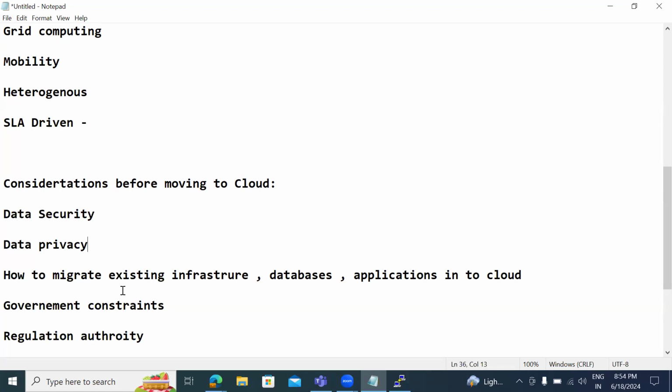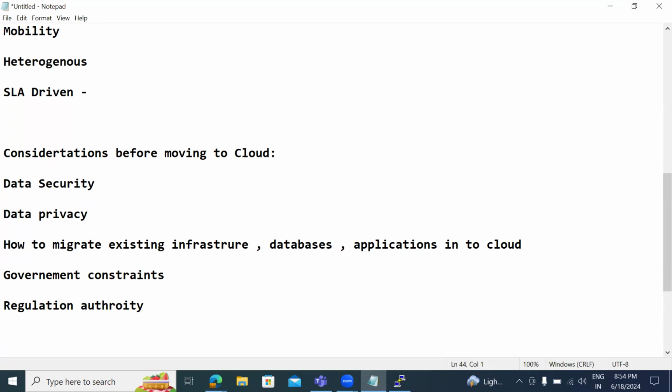Okay. And for all these migration solutions, do you think we have the solutions or not? Yes, we have very good migration solutions. At the server level, we can migrate. Storage level, we can migrate. Database level, application level also we can migrate. Okay. And the governments are also mostly supporting, and we also need to respect our country's government rules. And most of the governments also maintain a regulation authority.